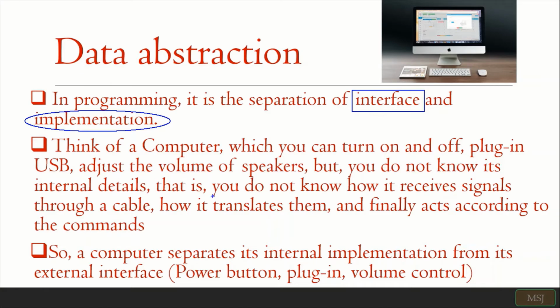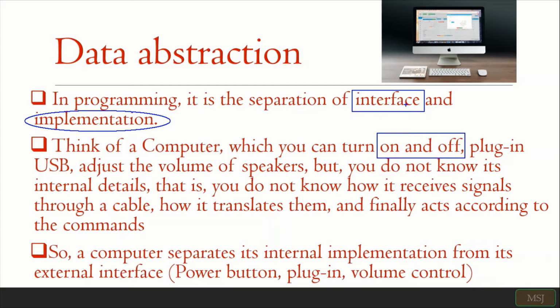No, right? We do not know how it receives the signals through a cable, how it translates the signals, and these things we do not know. But what we are doing, we are simply pressing the on and off button, right? We are pressing the buttons, that's all. And internal details we do not know. That is the example of separation of interface and implementation. So a computer separates its internal implementation from its external interface.